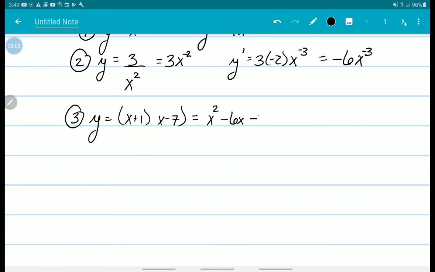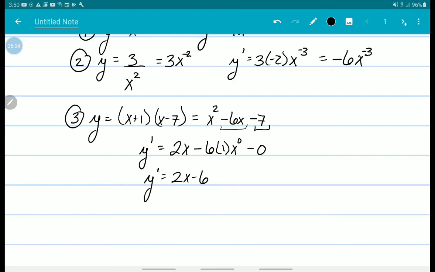And then minus 7. And then when we take the derivative, we're going to have 2x minus 6. So we would bring the exponent down, subtract 1 from the exponent, and then when we take the derivative of the -6x, keep the -6, bring the 1 down, subtract 1 from the exponent, and the derivative of -7 is 0. So that's how we get the 2x minus 6 there.